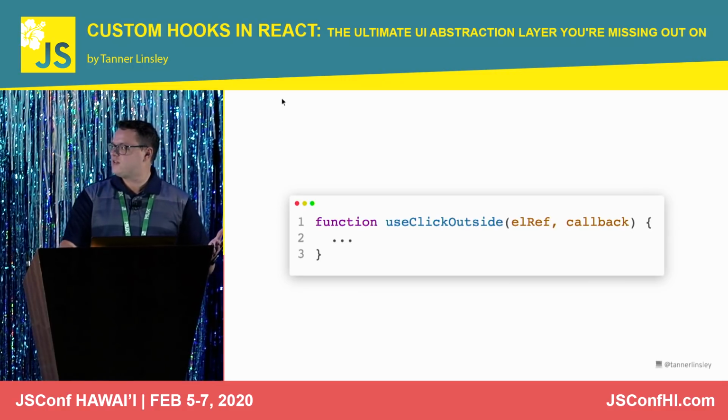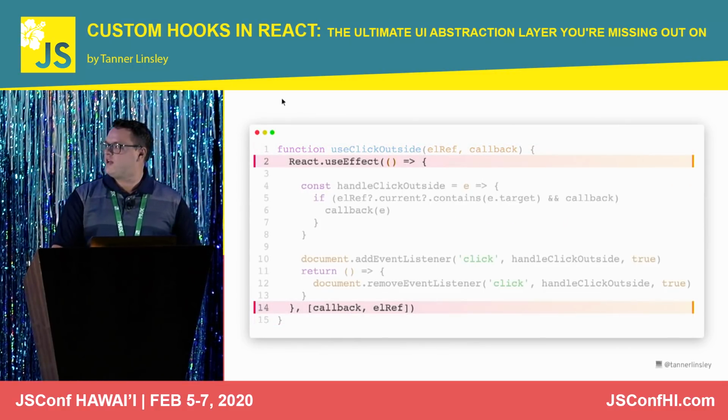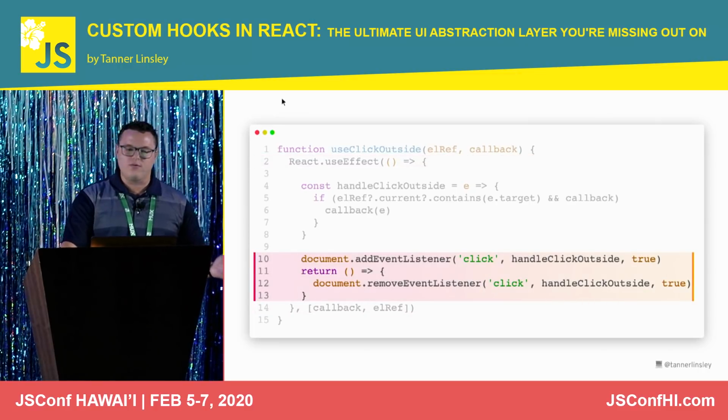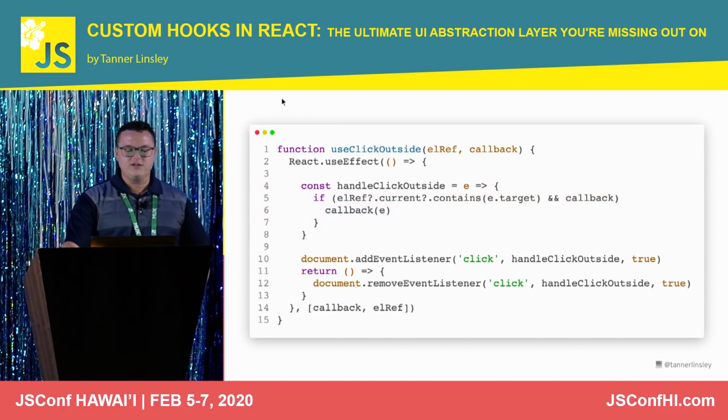We start with the function signature. We throw in an effect that's going to set up our event listeners on the document for when we click on the document. Those call our internal listener here that checks to see if the target we clicked is inside of the element that we're tracking. And if it isn't, it calls our callback. Turns out it just works.